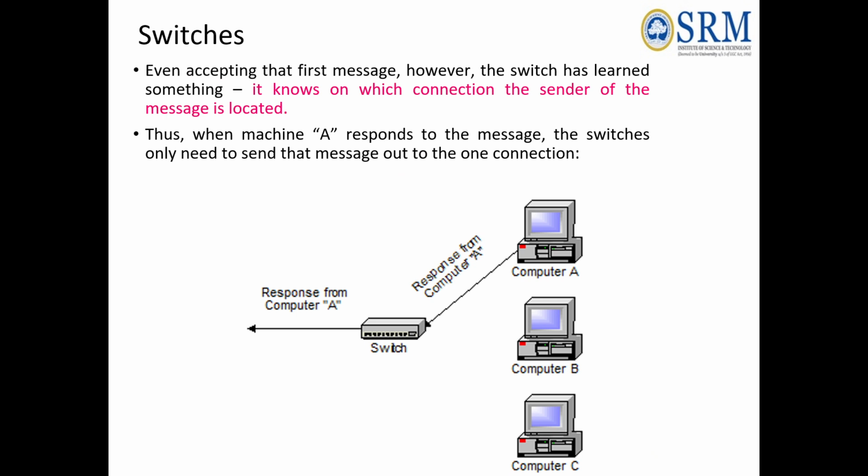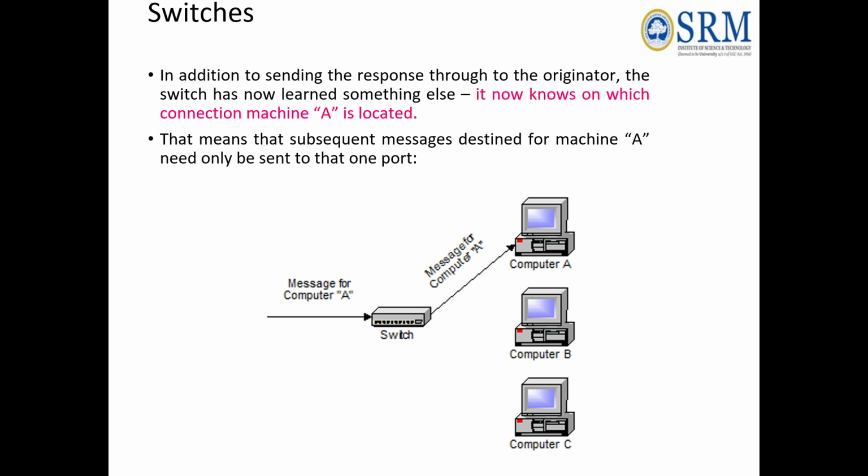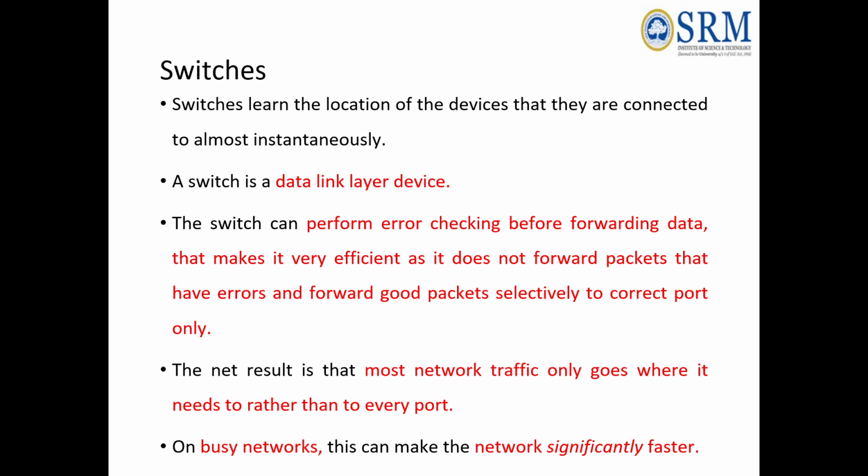Thus, when machine A responds to the message, the switch only needs to send the message out to that one connection. In addition to sending the response to the originator, the switch has now learned something else. It now knows on which connection machine A is located. That means subsequent messages destined for machine A need only be sent to that one port. Switches learn the location of the devices that they are connected to almost instantaneously.